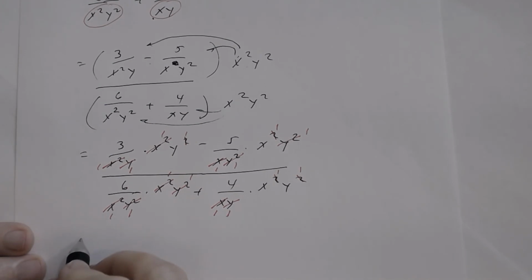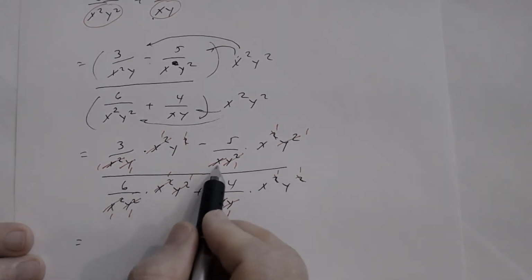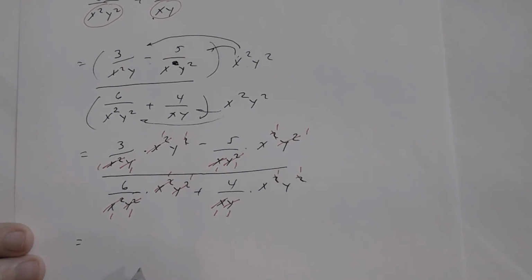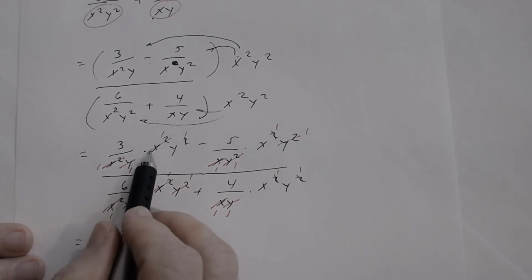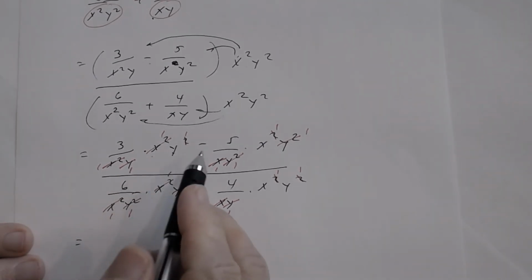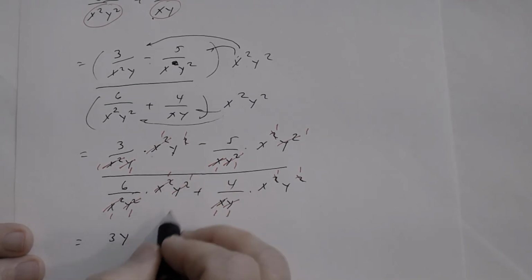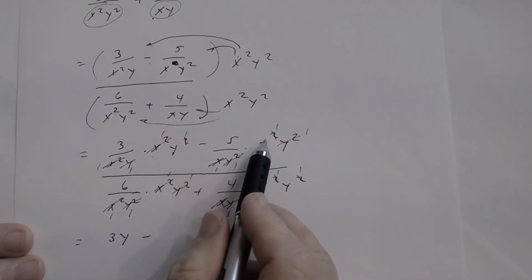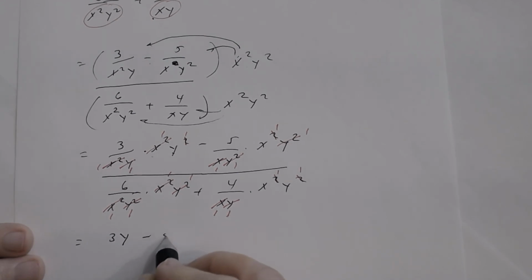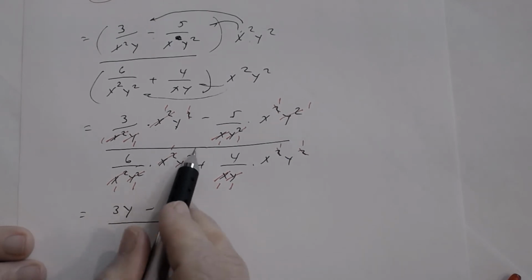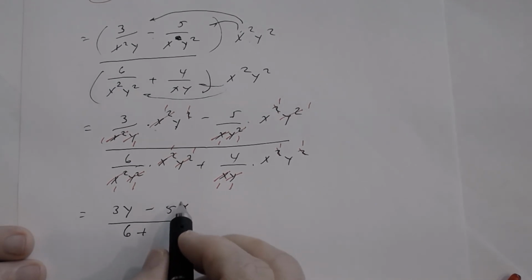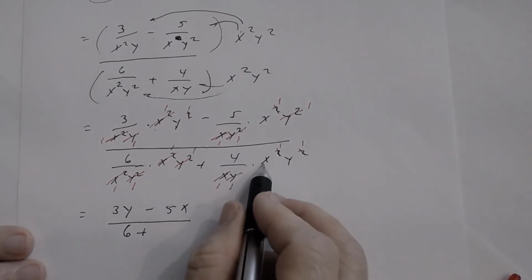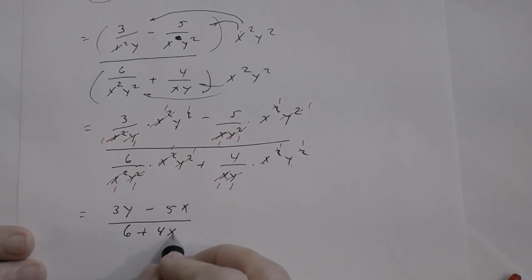You've got to be careful though. See, these denominators are now all 1s. That's the whole point of multiplying by the LCD. So this is a 3, because 3 divided by 1 is 3. 3 times 1 times y is 3y. Minus 5 times x times 1 is 5x. Divided by 6 times 1 is 6. Plus 4 times x times y is 4xy.